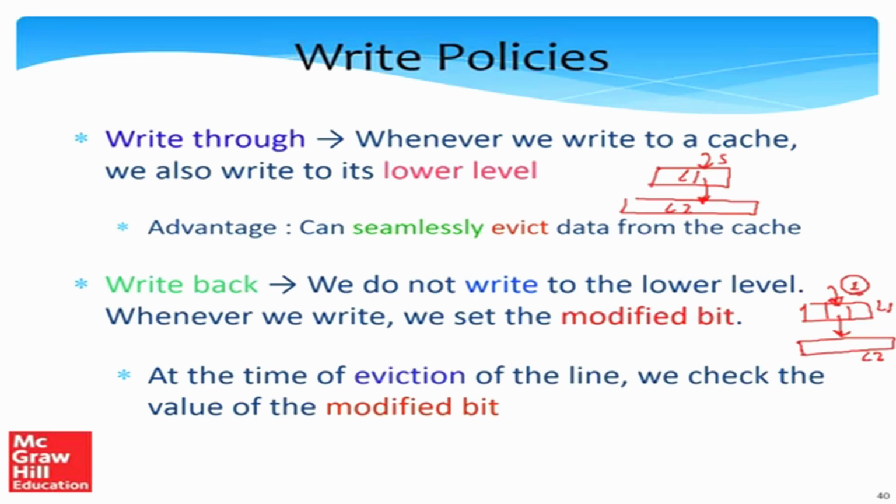In the case of write back, it's slightly different. At the time of eviction of the line, eviction means when it's being thrown out, we need to check the value of the modified bit. If it's not modified, well, we can throw it out. If it is modified, we need to write it to the lower level, right? Such that the changes are at least there.